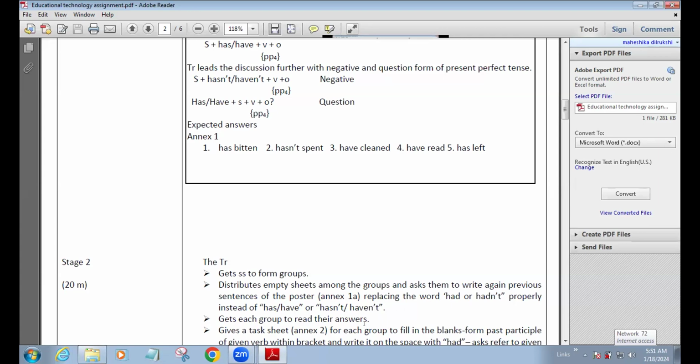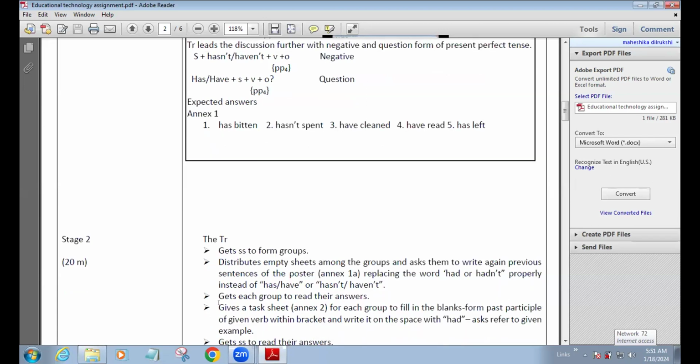Gets each group to read their answers. Then gives a task sheet, Annex 2, for each group to fill in the blanks, forming the past participle of the given verb within brackets and writing it in the space with had. Ask them to refer to the given example. I will show that.